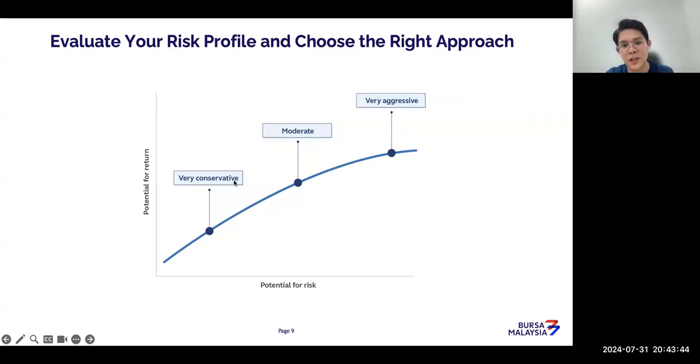So investors can be classified by risk appetite, which is conservative. Actually, there is a middle here: very conservative, conservative, then moderate, and then aggressive, and very aggressive. So in total, we can see there are 5 types there.